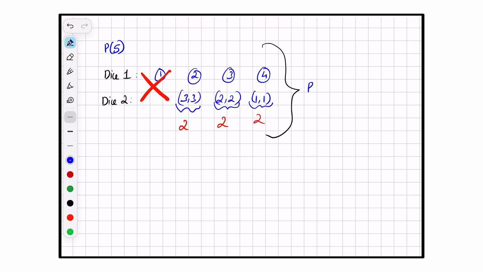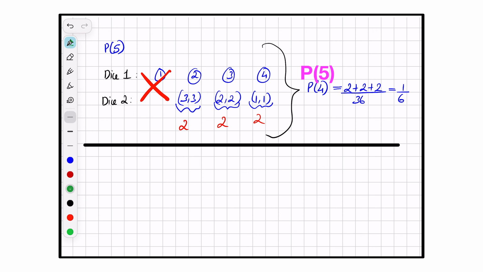So the probability of number 5 is nothing but 2 plus 2 plus 2 divided by 36, and you will get 6 by 36 or 1 by 6. Similarly, you can continue to do this for the probability of 6 to 9. You will get the probability of 6 as 1 by 6, probability of 7 as 1 by 6, probability of 8 as 1 by 9, and probability of 9 as 1 by 18.